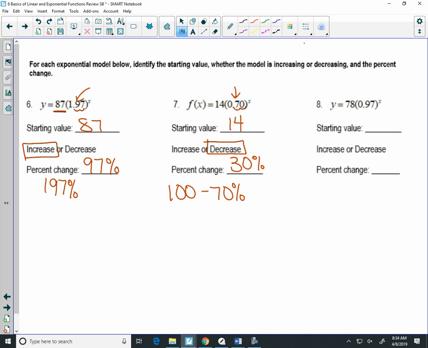The last one here, we're starting with 78. 0.97 is less than 1, so this is going to be a decrease. I'm going to change it into percentage form. And I'm going to subtract the smaller number from the bigger. 3% change. Percent change is just how far are you from 100.